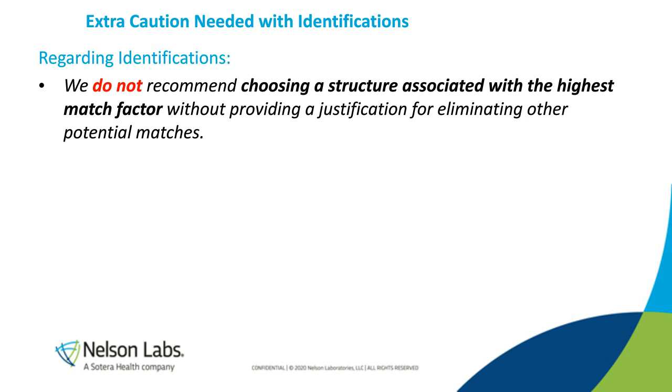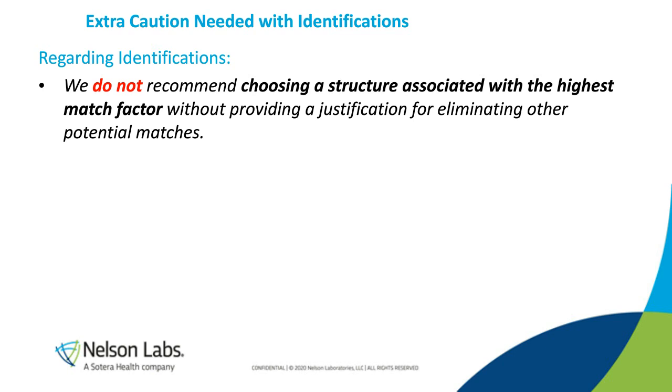Of course, the higher the quality goes, the timeline for these things stretches out, and it becomes more and more difficult to get that level of quality for every compound. Okay, so let's keep going with some of this feedback directly from the FDA. Here's one that we've seen several times: we do not recommend choosing a structure associated with the highest match factor. So they're basically directly saying what I've been trying to explain, that they don't want just a machine to make these calls.